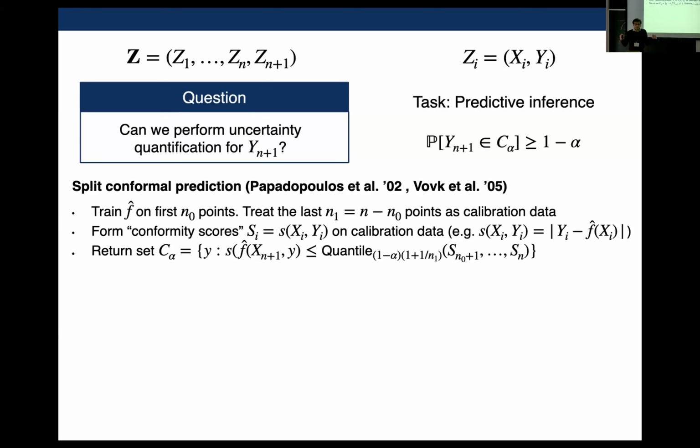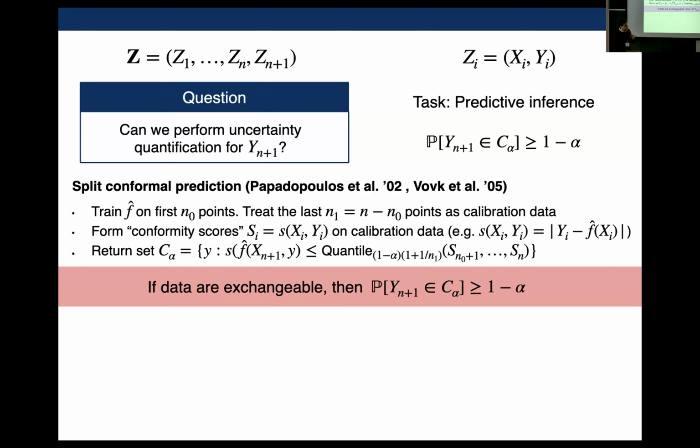So this is the entire algorithm. It's an extremely simple one to implement, extremely impactful, and the sort of weird color thing that appears there. But yeah, so the theorem is that if the data is exchangeable, then this actually is a valid algorithm. Okay, so this is a classical result.